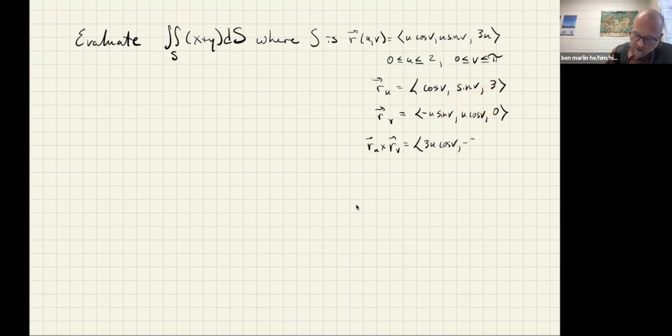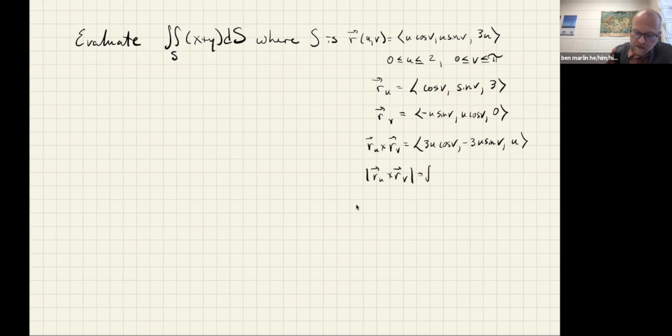So minus 3u sine v. Okay. And then on the last one, u cosine squared v minus a negative u sine squared v. So out of that we will end up just getting a u, right? Now the magnitude of r_u cross r_v is going to be a square root.